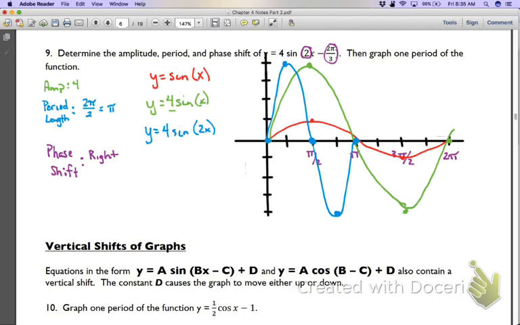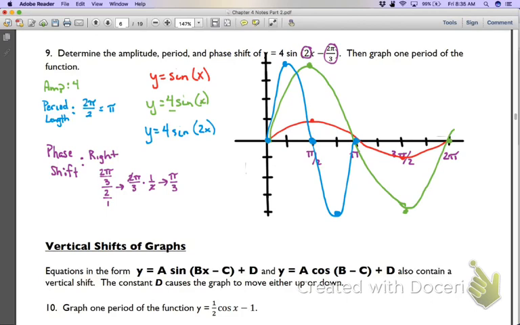Bless you. What goes on top, what goes on bottom? 2 pi over 3 divided by 2. Okay, divided by 2. You can rewrite this if you want as 2 pi over 3 times 1/2. So it's going to shift pi over 3 to the right.